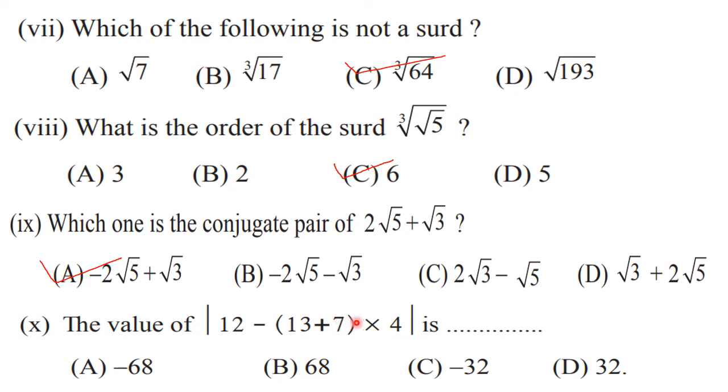Bracket open, then multiplication. So 20 into 4 is 80. And 12 minus 80 is minus 68. But we have absolute value here, and absolute value is never negative. So the correct answer here is plus 68. Okay, so this way you are going to solve it. At first you have to go for bracket, then you are going to go for multiplication, and finally you are going to go for addition or subtraction.